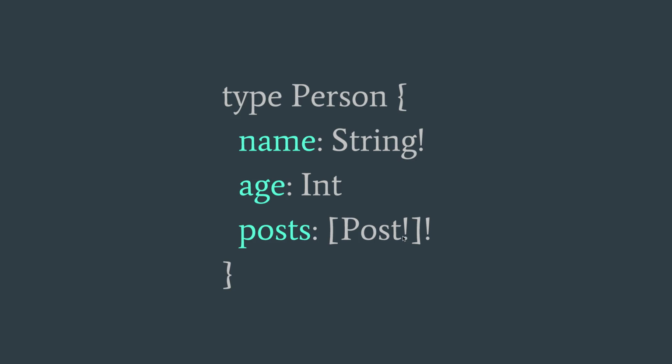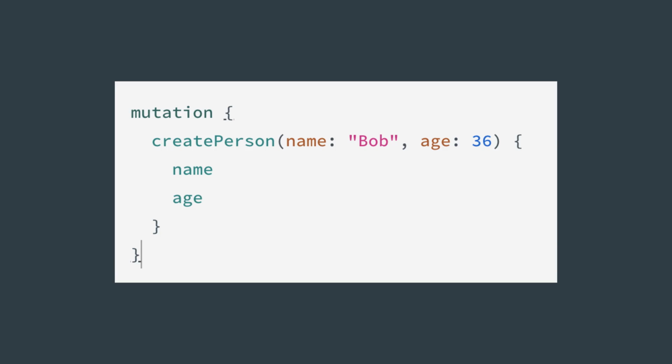What that means is I'm going to have an array of non-null posts, and then the array itself cannot be null. So this field posts cannot be null. It has to be at least an empty array, and then inside of that, all posts. You can't have any null items in the array.